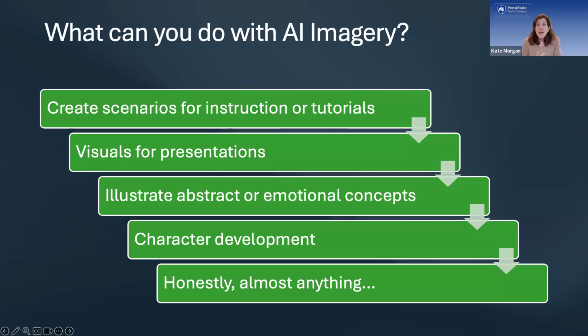So what can you do with AI imagery? Well, you can create scenarios for instruction or tutorials or images that go along with it. You can create visuals for presentations. You can illustrate abstract or emotional concepts. I think that's really cool because that's one of those things that I'm going to talk about in a minute, where you can ask it to illustrate poverty and then challenge everyone to be like, is this what poverty looks like? Or is this a stereotype?